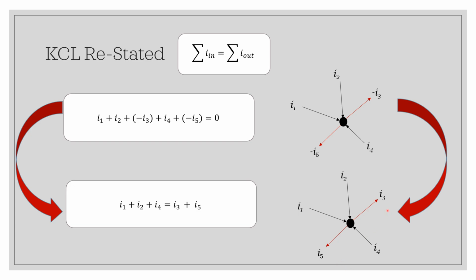Now you'll notice I sub 3 and I sub 5 are written as positive numbers. So both leaving the node and entering the node are written as positive numbers. Whereas when you do it the other way, you have to change signs. Either leaving the node will be positive and entering the node will be negative, or entering the node, which is the standard, is positive and leaving the node is negative.